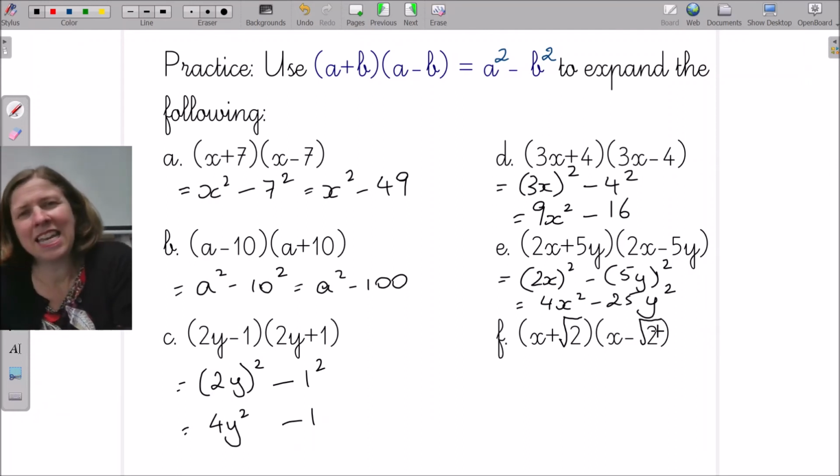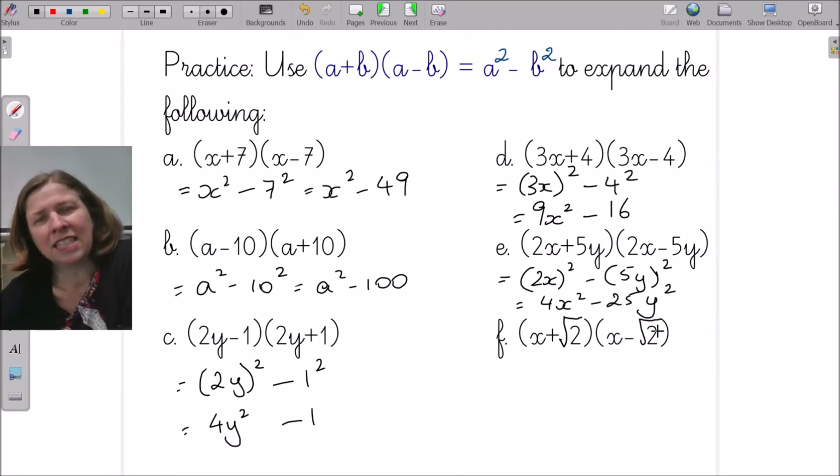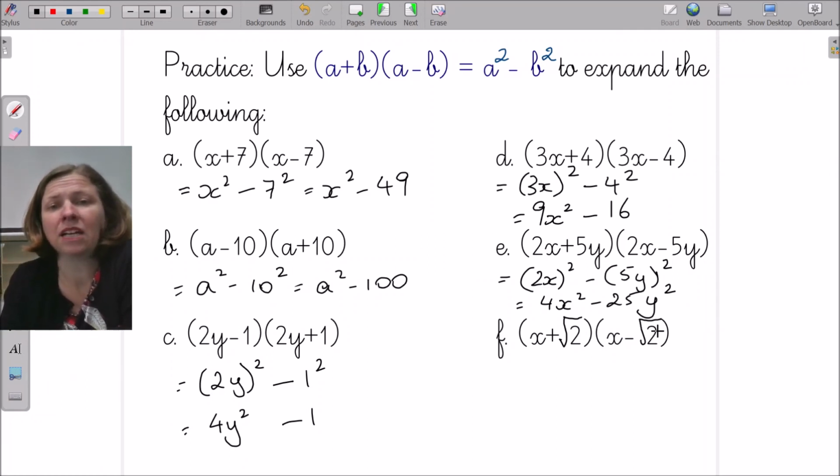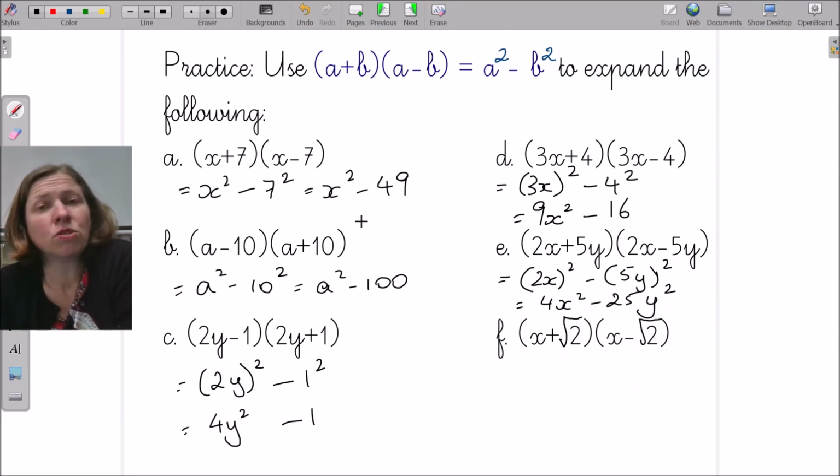Now, it is possible, if you forget this expansion pattern, to expand using FOIL and you're still going to get the right answer. If we had a maths test, there's no way I'm going to mark you wrong because you had to use FOIL to expand. But it's better that you try to learn this technique because later what we're going to be doing is going back the other way. We're going to start with x squared minus 49 and I'm going to ask you to be able to put it in brackets. So it's really important that you learn this pattern at this stage so that you can use it later on.